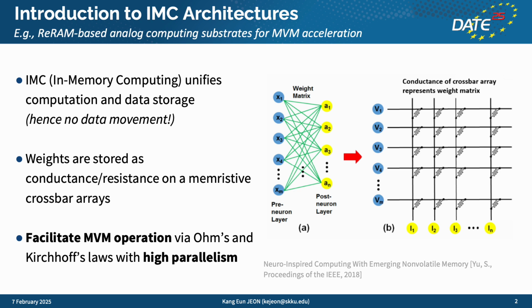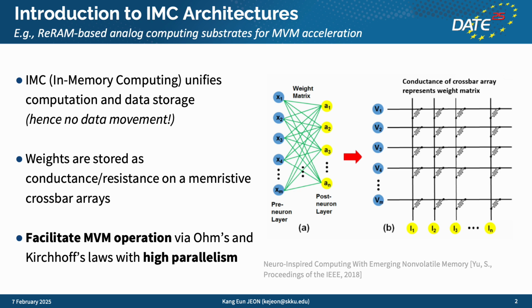Now let me begin by introducing in-memory computing architectures, or IMC. As many of you are aware, one of the biggest challenges in deep learning hardware is not computation, it's memory. IMC architectures address this issue by unifying computation and data storage, enabling computations to be performed directly within the memory. This eliminates the need for data movement and all the associated latency and energy overhead.